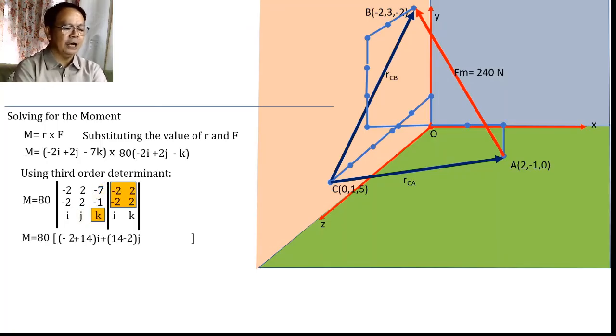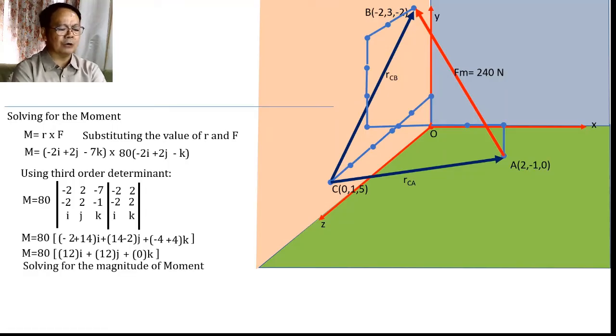And for k, we have the product of negative 2 and 2, minus the product of negative 2 and 2, which is also equal to 4. That will be for k. So when this is simplified, the moment will become 80 multiplied by the result of this one, which becomes 12i, the result of this one, which is also equal to 12j, and this will become equal to 0k.